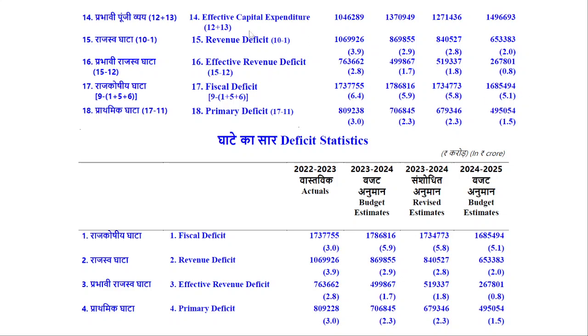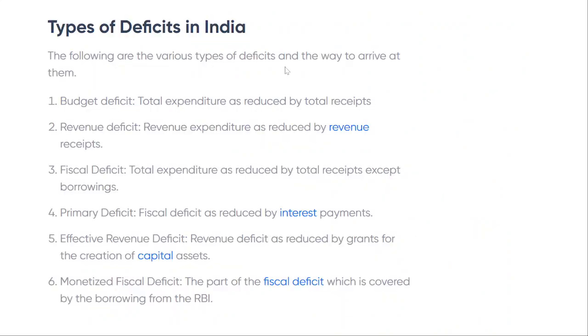And revenue deficit. Revenue deficit is only between the revenue expenditure and the revenue income. Okay, revenue receipts and revenue expenditure, that you are having 6.53 lakhs. Okay, remember these things. Fiscal deficit is 16.85 and revenue deficit is 6.5. And see what is effective. See, fiscal deficit is total expenditure reduced by total receipts, and revenue deficit is revenue expenditure reduced by revenue receipts. And primary deficit is fiscal deficit minus interest payments.